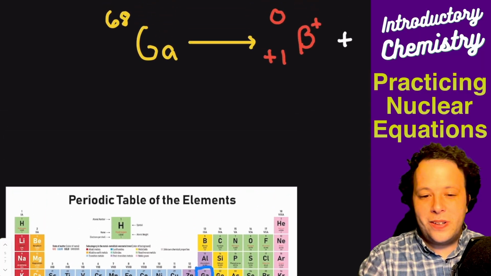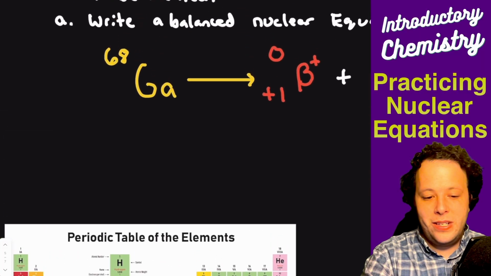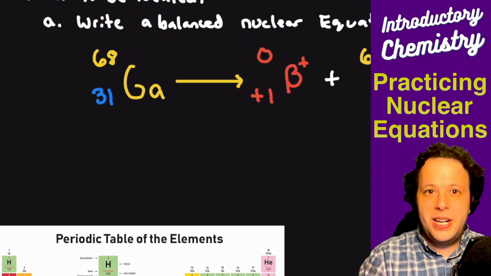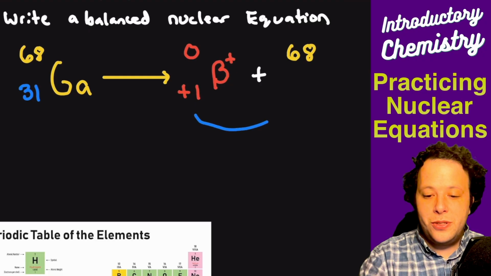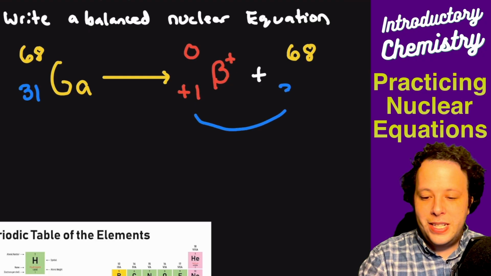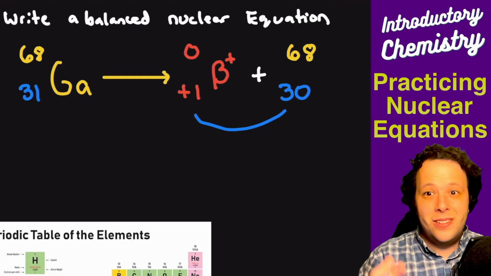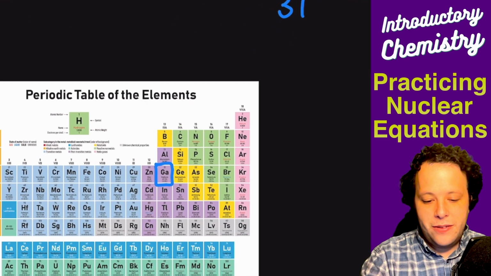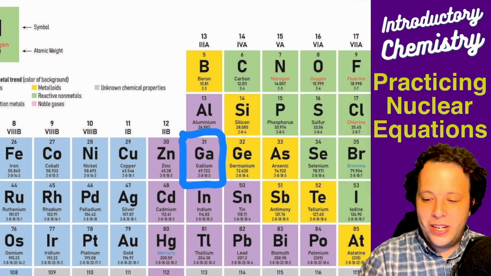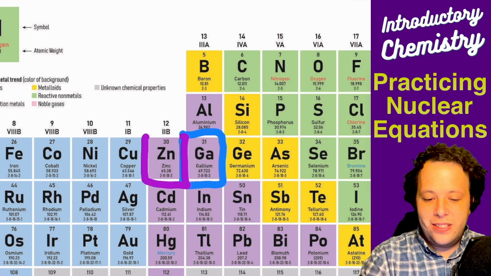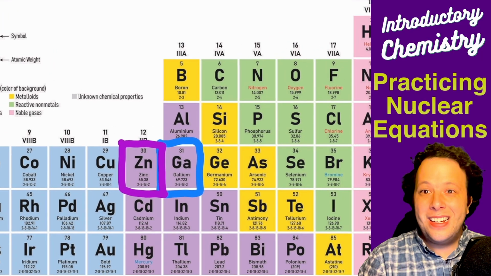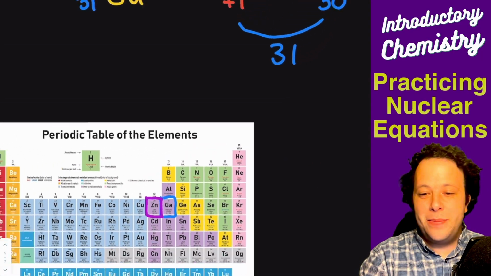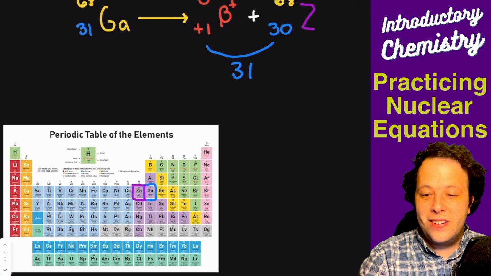So what we're going to do is write a 31 here. That means that the entire bottom of this should equal 31 as well. So if I take 30 and add that to 1, we get 31. So which different element is 30? We're going to look right next door and we see, hey, look, it's zinc. So zinc, zinc-30, is going to be our isotope here that is going to be made.